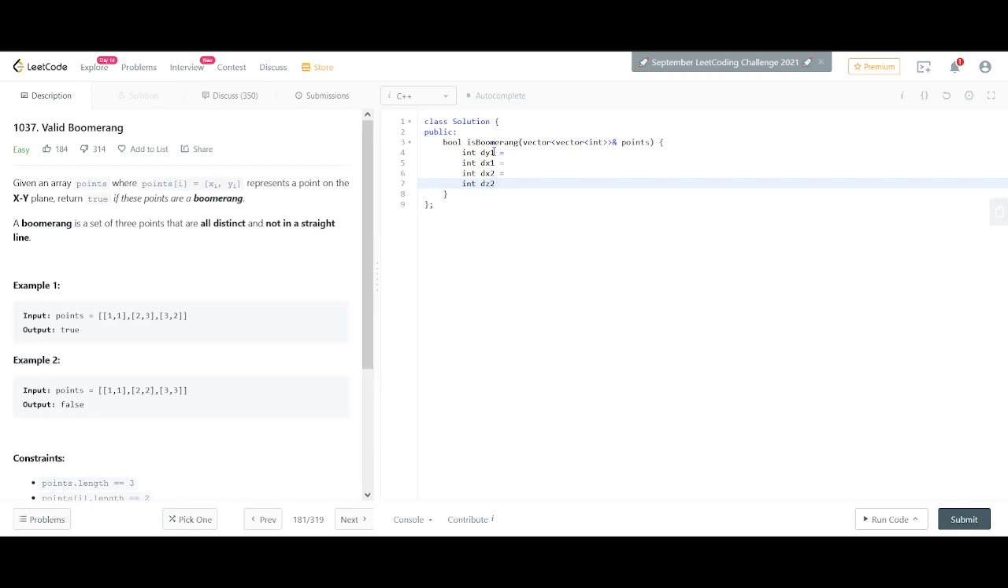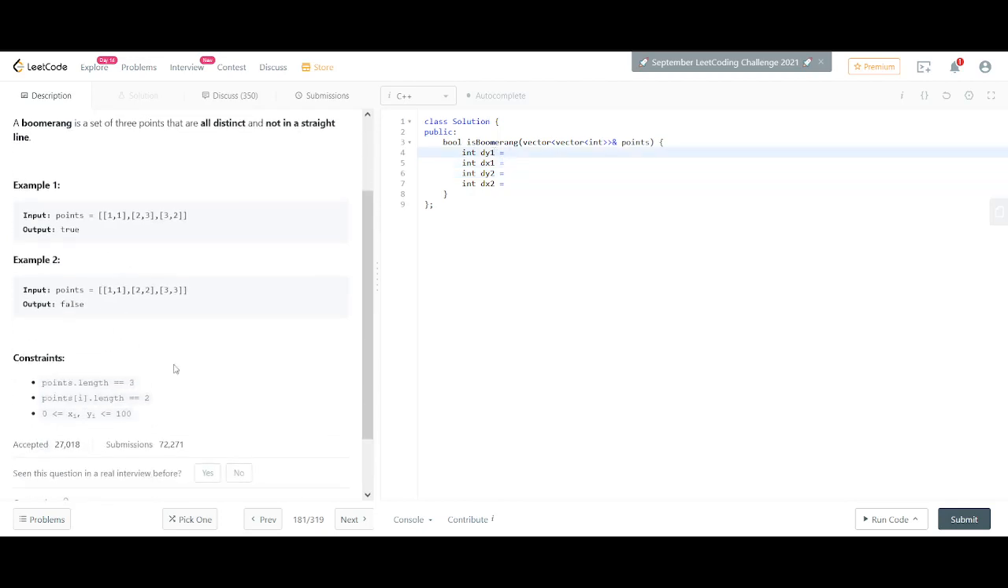X2 here, dx2, dy2, right? Now let's try to have all those values. So I'm assuming that we only have 3 points, right? Points length is only 3, right? It's already given. So instead of point, I should write only p.